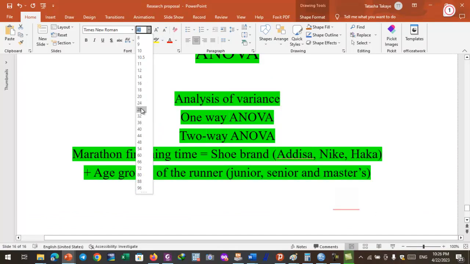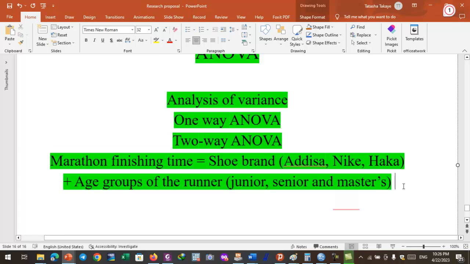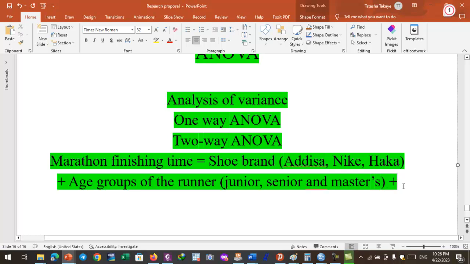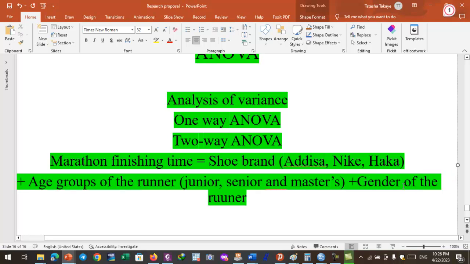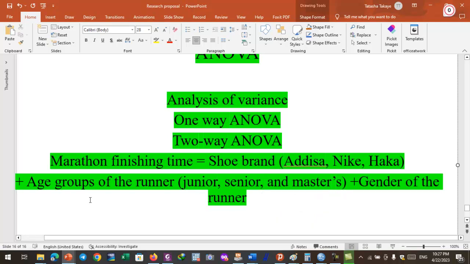To address this question, let me show you another example. Let us use the two-way ANOVA example as it is and just add another variable: the gender of the runner. Therefore, we have one dependent variable, the marathon finishing time, and three independent variables: shoe brand, age group of the runner, and gender of the runner. Our interest here is whether there is an interaction effect of the three variables on the average marathon finishing time. Therefore, what makes an ANOVA one-way, two-way, or three-way is the number of independent variables.